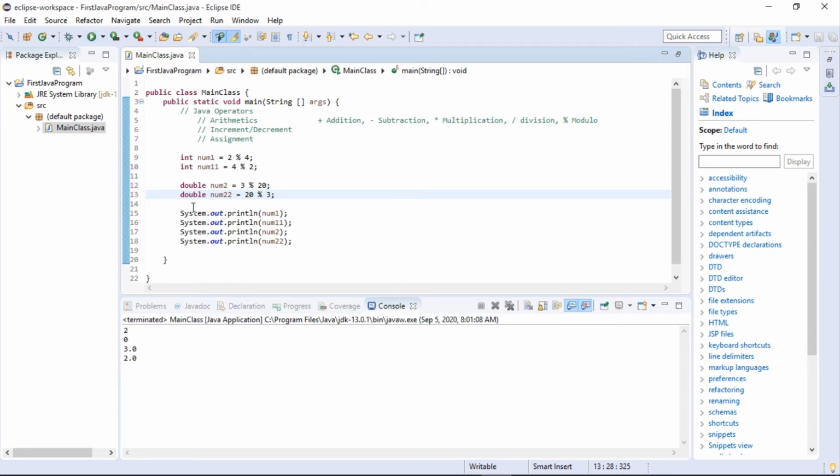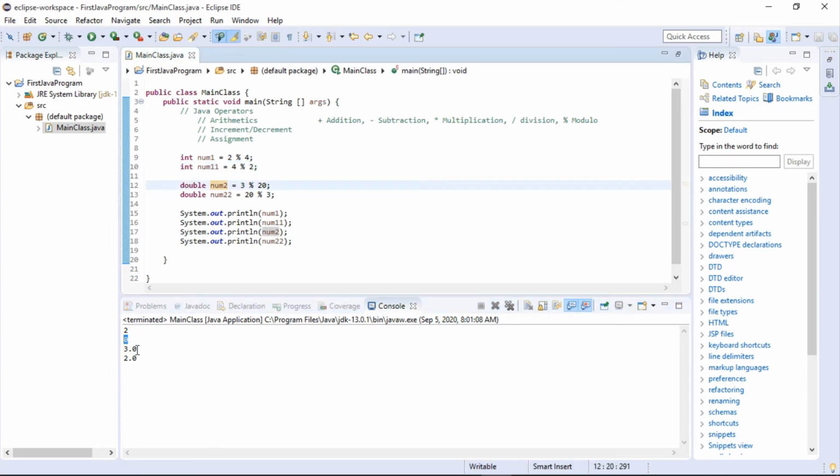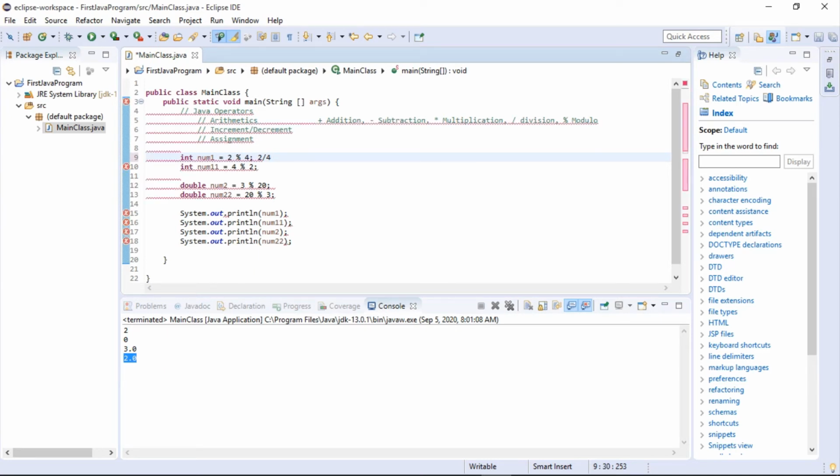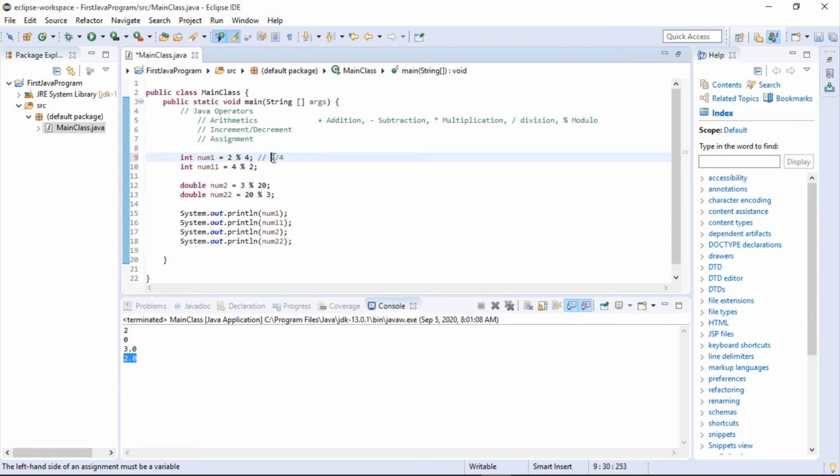So at this stage, the first answer, which is num1, gives us 2. Then the second answer gives us 0. The next gives us 3.0, while the last one is giving us 2.0. The idea behind this modular operator is that it divides the expression and gives us the remainder. Like when we are dividing 2 by 4, we are going to have something like 2 divided by 4, which gives 0.6 like what we had the other time, but in this case it tells us that the remainder of this expression is 2.